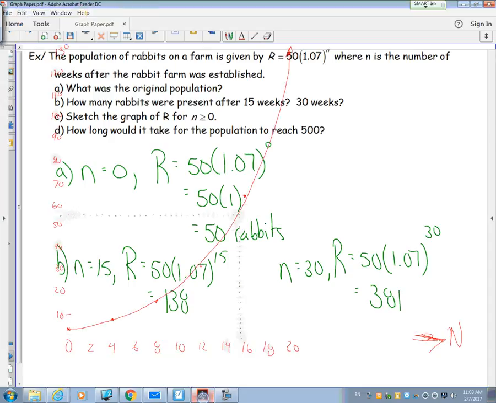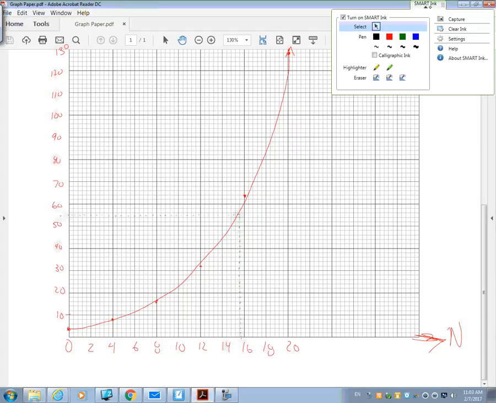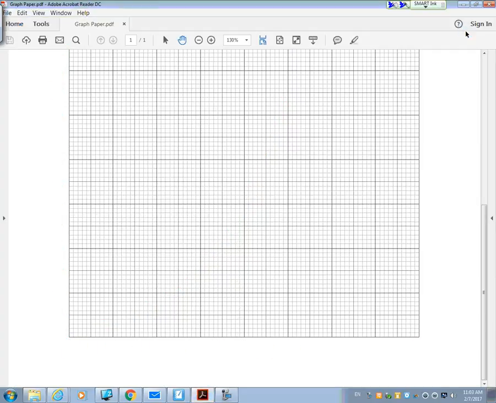So use the same graph here. I'm just going to erase this one, make a new one. Okay, so this time my x-axis is my weeks, and my y-axis is my rabbits. And what are we going to choose this time? Let's go by 5s. So 5, 10, 15, 20, 25, 30.